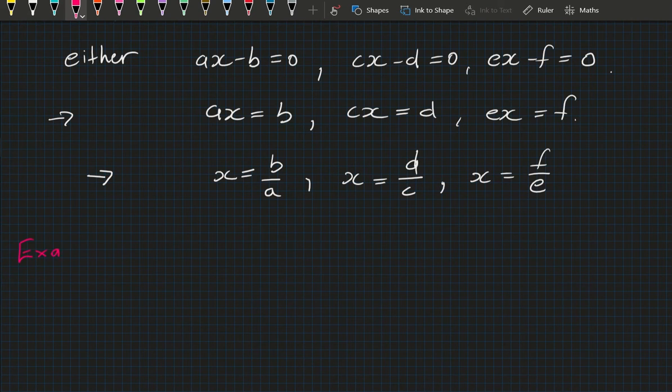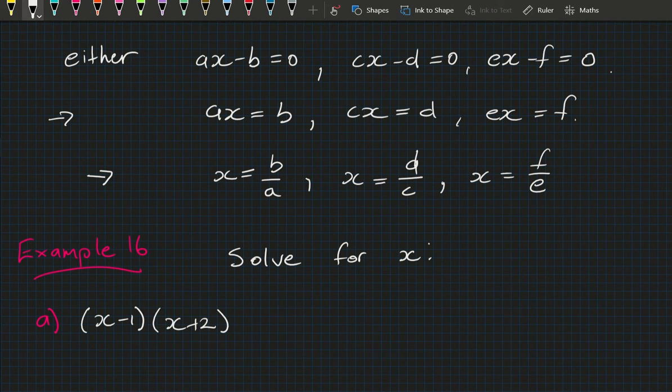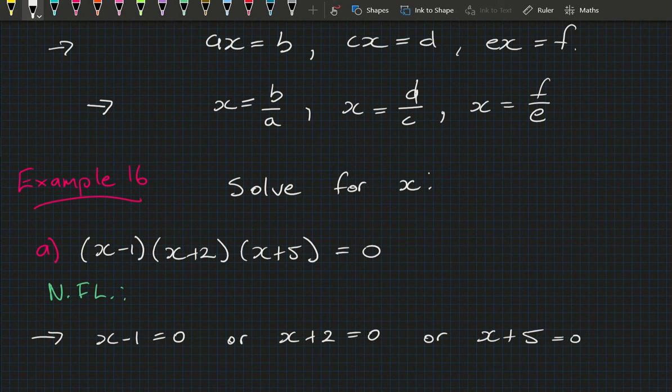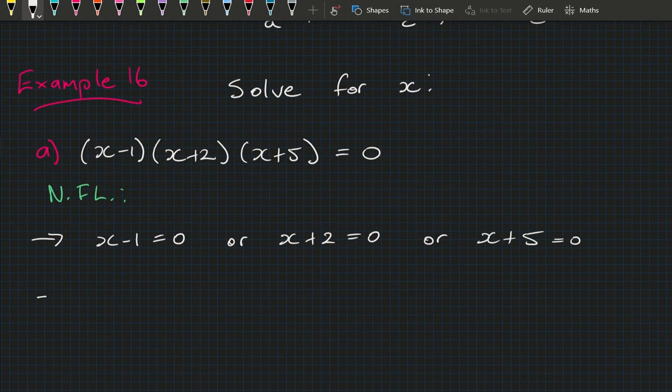Okay, so let's put this into play with example 16, where we're going to solve the following polynomials for x. In part A, our polynomial is (x minus 1) times (x plus 2) times (x plus 5), and we want to know where that equals 0. So clearly that means that one of those factors is equal to 0. By the null factor law, x minus 1 is equal to 0, or x plus 2 is equal to 0, or x plus 5 is equal to 0. And it won't take a genius to realize that that means x is equal to 1, or x is equal to minus 2, or x is equal to minus 5. Alright, nice and easy, eh?